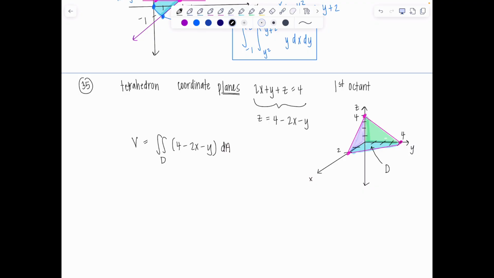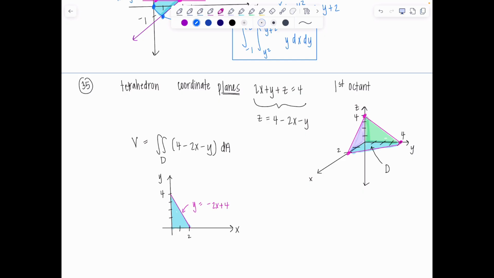Let's do a 2D graph. So 2D graph of D in the xy plane. The y-intercept was 4, right? And the x-intercept is 2. And I'll draw it exactly the same way. So hopefully you can visualize what's going on. Yes, here it is. This is D. Okay. And then what's the equation of this line here? Y equals negative 2x. Good. Y equals negative 2x plus 4.